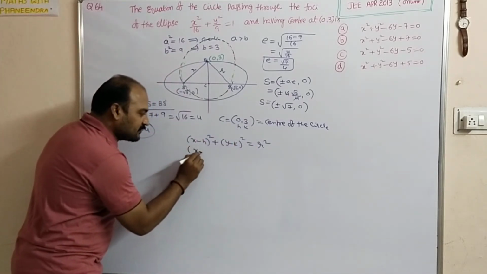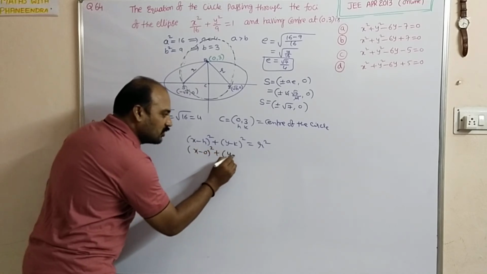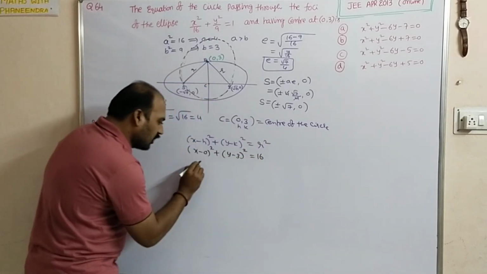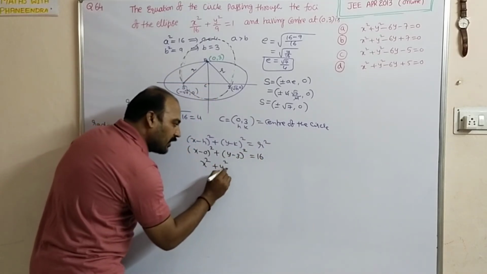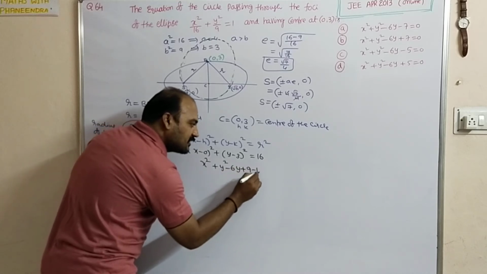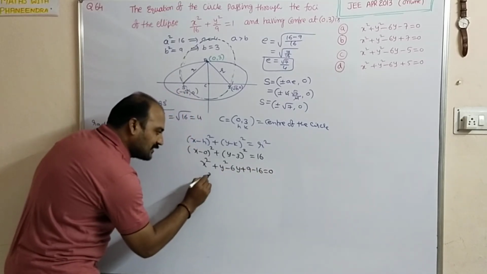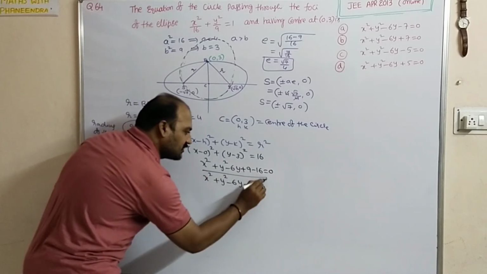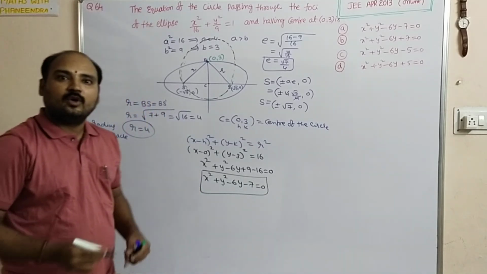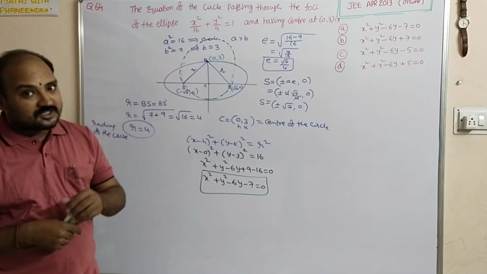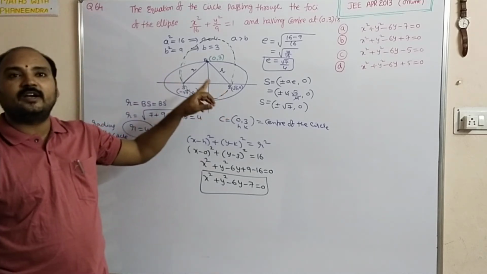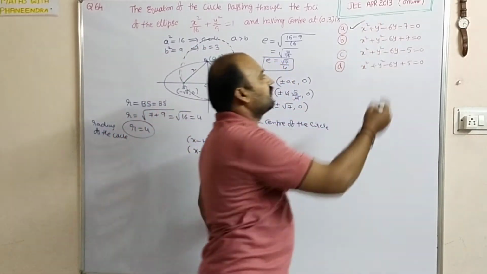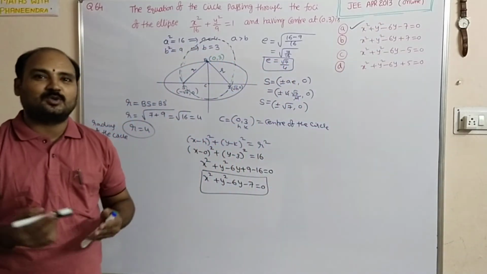Substitute in this, (x minus 0) whole square plus (y minus 3) whole square is equal to r square. r value 4 square, 16. So now simplify: x square plus y square minus 6y plus 9 minus 16 equal to 0. So x square plus y square minus 6y minus 7 equal to 0, which is the required equation of circle, which is passing through the foci of the ellipse and with center (0, 3), which is there in the first option. We will move to the next question.